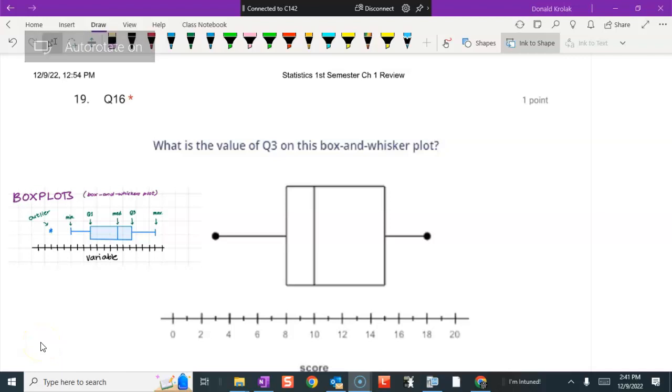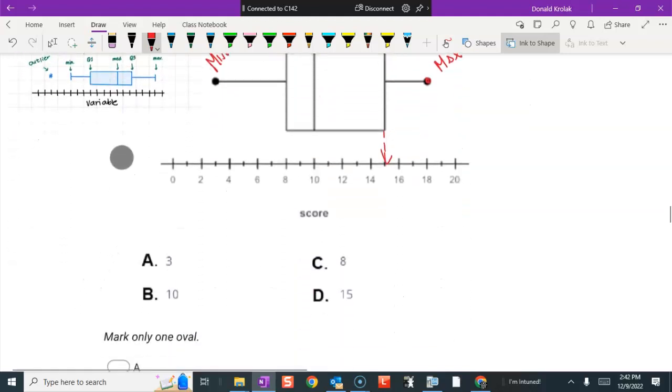Okay, what is the value of Q3 on this box and whisker plot? So the different parts of a box or whisker plot is the minimum, which is the lower whisker. Q1 is the left side of the box. The line in the middle of the box, or in between the ends of the box, is the median. The right edge is Q3, and then this value is equal to the max. So in our case, Q3 would have a value of 15.